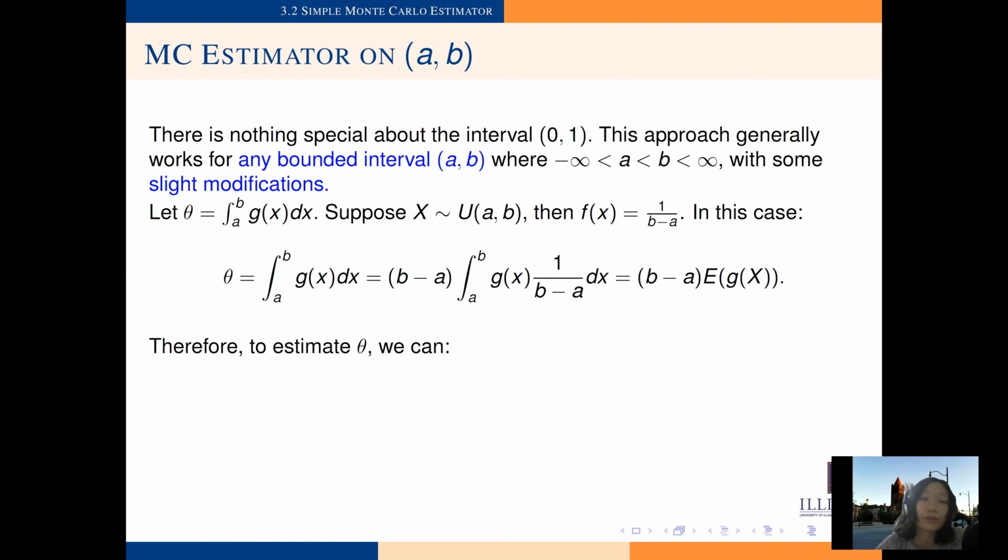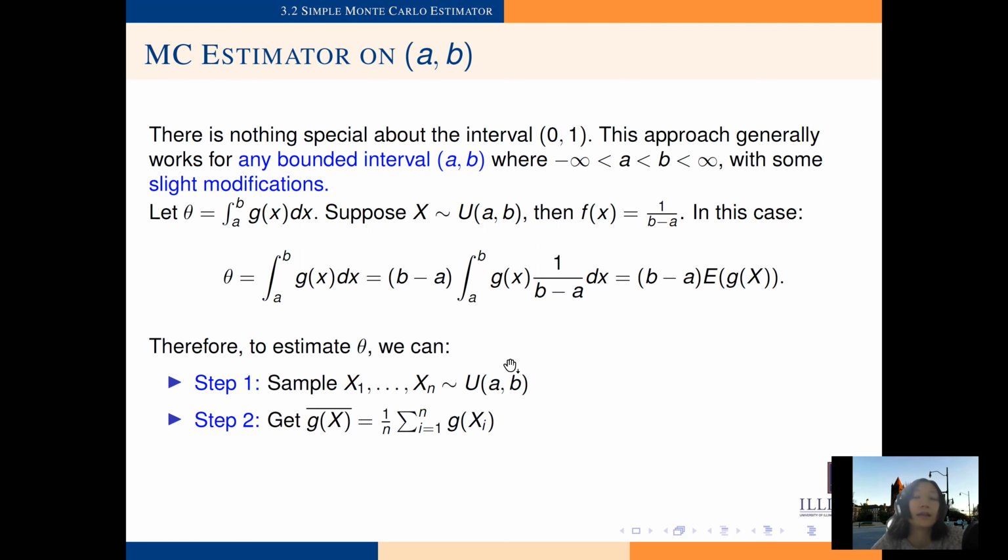Therefore, if you want to estimate theta, we can first sample x1 all the way up to xn from uniform a b, get g x bar, which is equal to the sample mean of the g of xi's, and then we can calculate theta hat by rescaling the g x bar. This time we multiply it by b minus a, which is the multiplier in front of E of g x here in the theoretical value of theta.